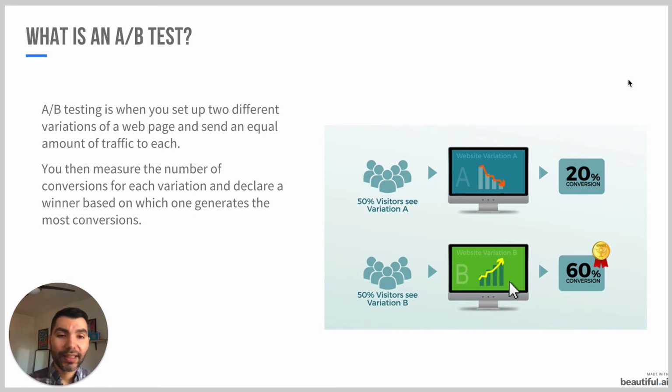So let's look at this example here on the page. We've got 50% of traffic going to variation A and 50% of traffic going to variation B. Now, as we can see by the results there, variation A got a 20% conversion, whereas variation B got a 60% conversion, much higher. So we would want to declare variation B the winner, and this is the one that we'd want to continue on with. We'd want to make sure that we implement those changes full time on the website, so we see that increase in conversions. So that's an A/B test.